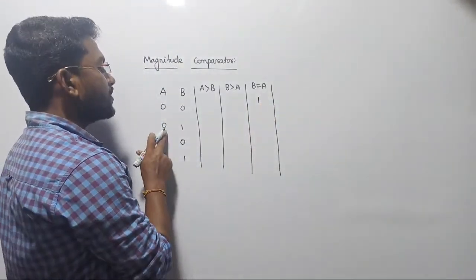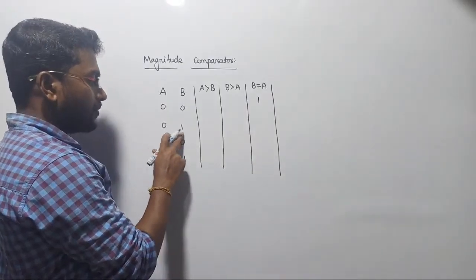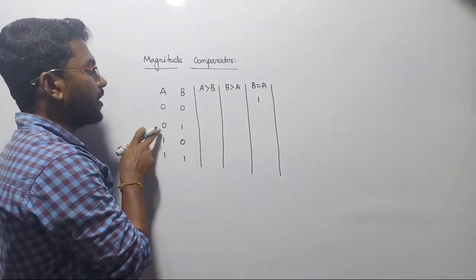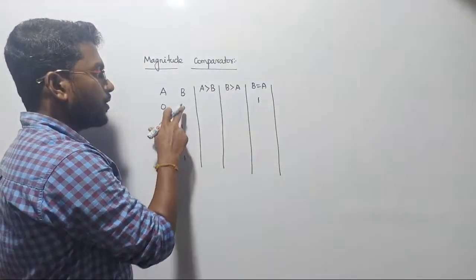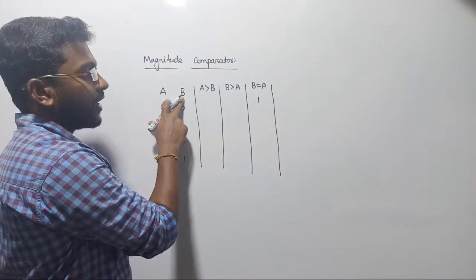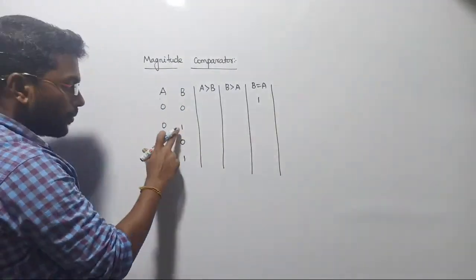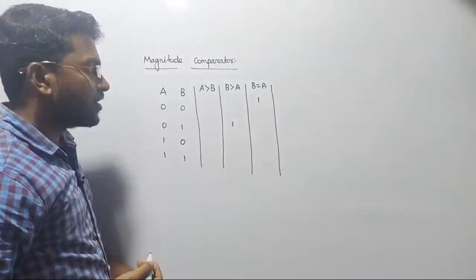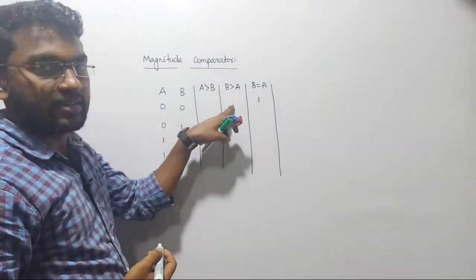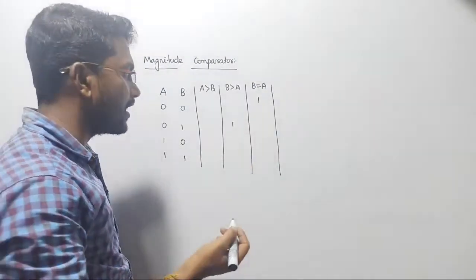Second case, suppose you are selecting 0 1. A is 0, B is 1, so 0 is less than 1, that is A is less than B, or I can say B is greater than A. If B is greater than A, then the corresponding line will be selected. Here we put vegetable rice. So vegetable rice will be selected and delivered to you.